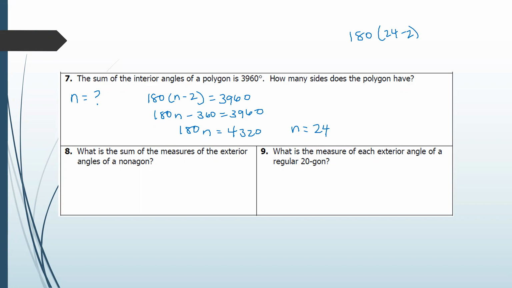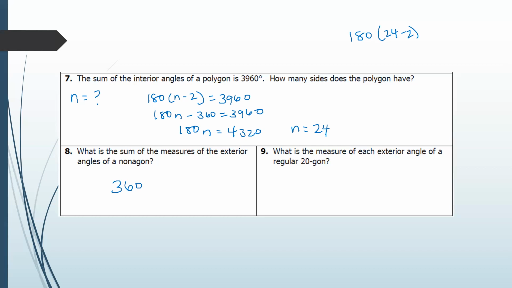Number 8, what is the sum of the measures of the exterior angles of a nonagon? This should be really quick. The sum of the measures of the exterior angles is always 360 degrees. Don't even care it's a nonagon because it's always 360, no matter what the polygon is.